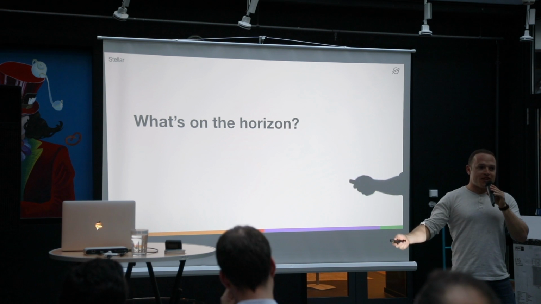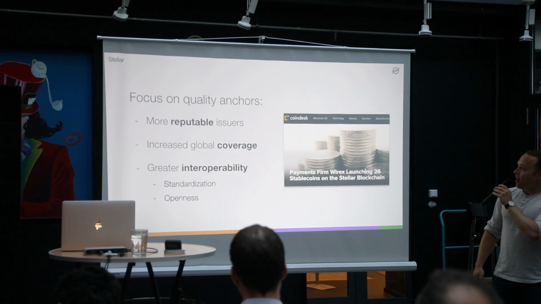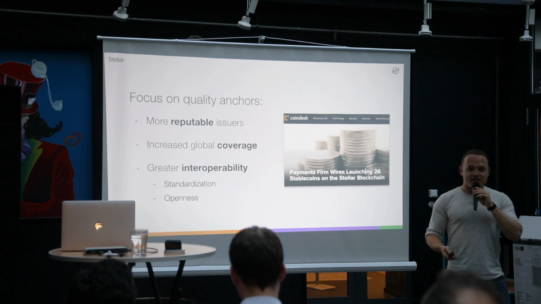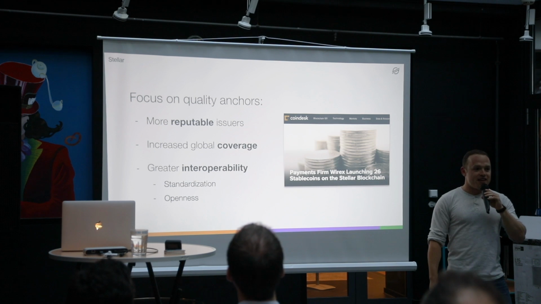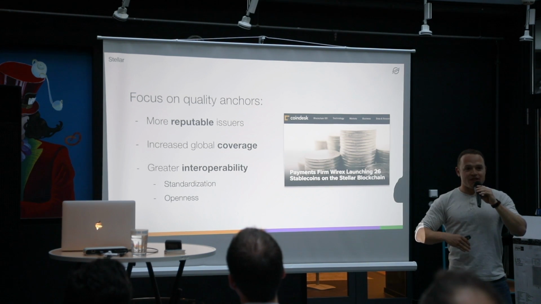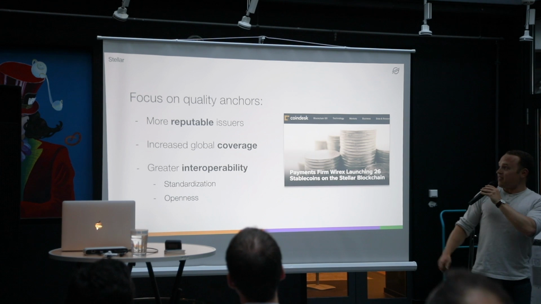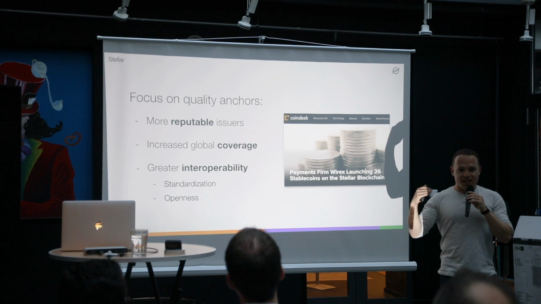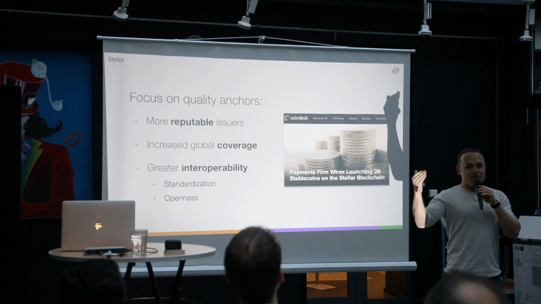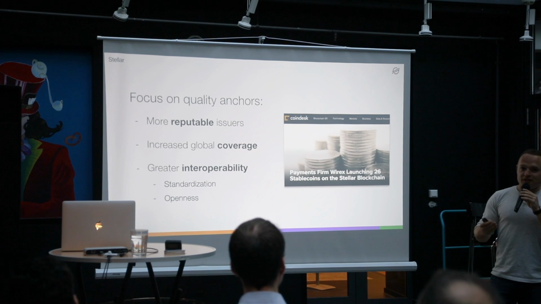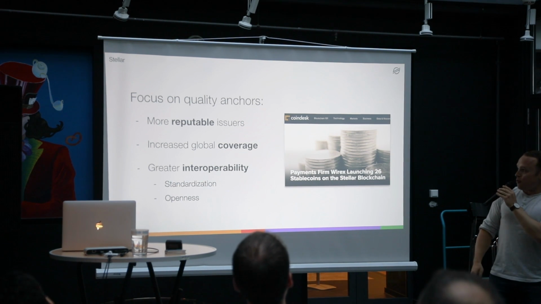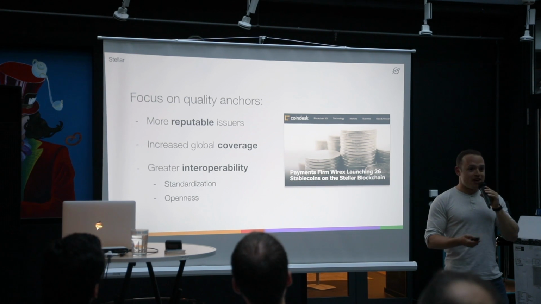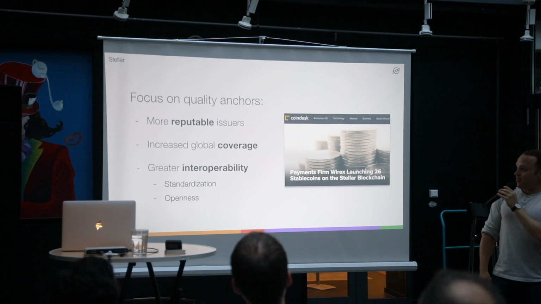So what's on the horizon? What can we expect going forward? We're going to continue focusing on quality anchors. So anchors, again, are financial institutions that issue fiat currencies on the ledger and allow you to deposit and withdraw in various currencies. And so what we care about is more reputable issuers. We've already reached a very good level of reputability, but we want to go even further. We want for there to be real trust in these institutions. We want global coverage. We want not just the major currencies represented, but every currency represented. And we want greater interoperability.